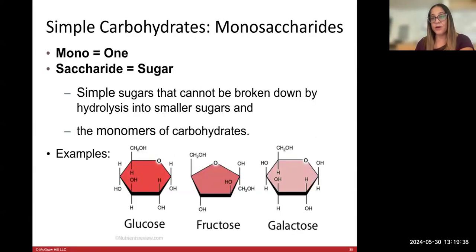There are simple carbohydrates. They're called monosaccharides. Prefix mono means 1, and saccharide is just the fancy word for sugar. Simple sugars that cannot be broken down by hydrolysis into smaller sugars. This is the smallest type of sugar that exists on our planet. So they're also the monomers of the longer carbohydrates. So glucose, fructose, and galactose are actually our basic three simple sugars that make up the rest.